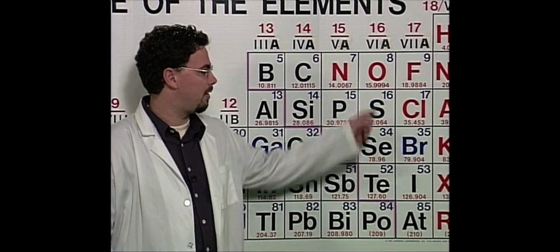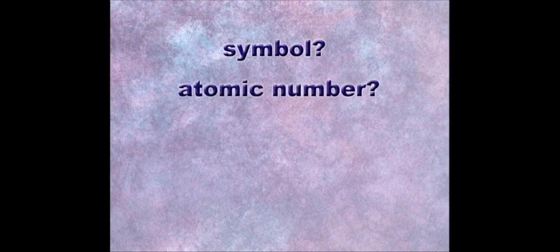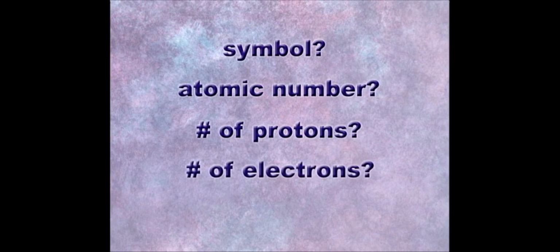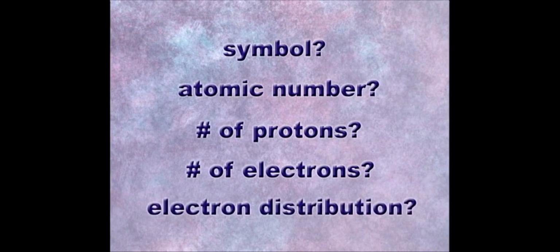Let's start with a little review. I want you to look at a periodic table and answer some questions about the element oxygen. Just jot the answers down in your notes. What is oxygen's symbol? What is oxygen's atomic number? How many protons can be found in the nucleus of an oxygen atom? How many electrons are found in an atom of oxygen? What is the electron distribution for oxygen?